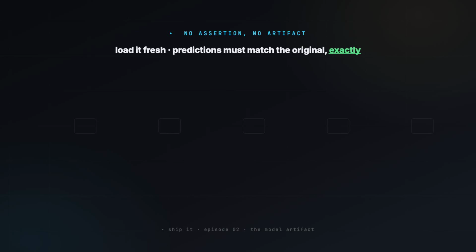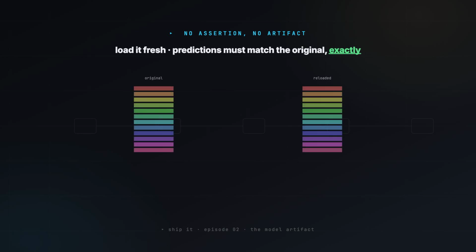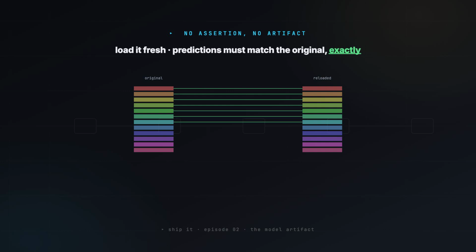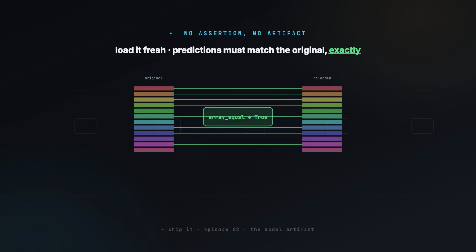And none of this counts until you prove it. The only honest test of a saved model is to load it in a fresh state and check that its predictions match the original. Exactly. Same inputs, same outputs, zero drift. If that assertion passes, you have an artifact. If it doesn't, you have a file that merely looks like one.